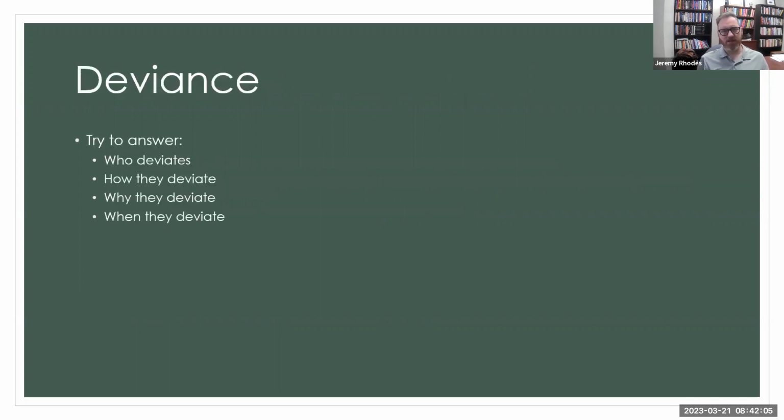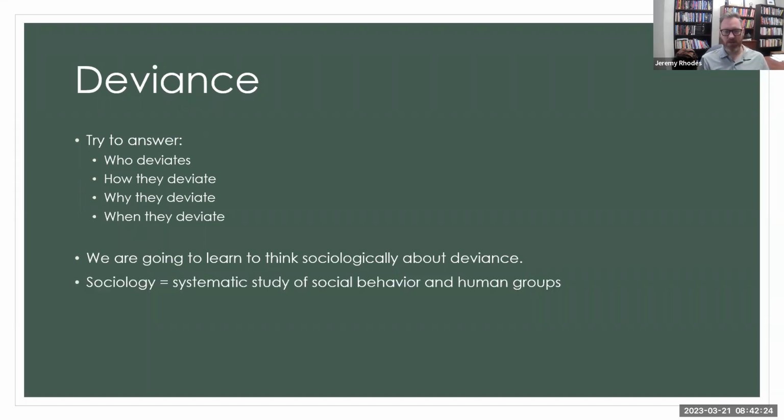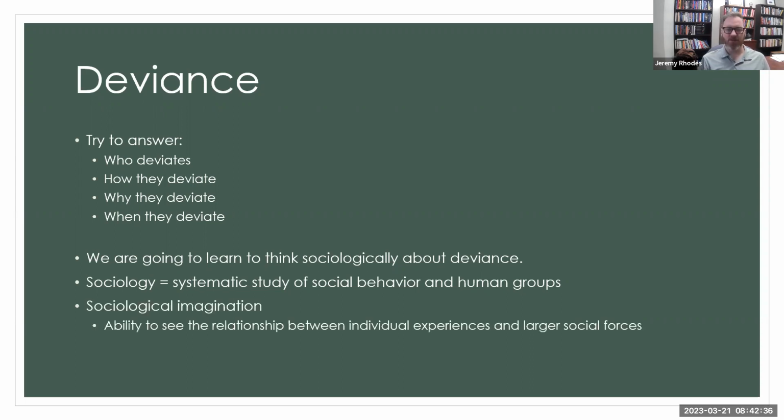In this class, we're going to try to answer who deviates, how they deviate, why they deviate, when they deviate, just the entire social construction of this concept and who people are that might be lumped into this category. We're going to learn to think sociologically about deviance. Now, those of you who've taken a sociology class, maybe you need to be reminded of this. Sociology is the systematic study of social behavior in human groups. So to think sociologically about deviance is to employ what we call the sociological imagination.